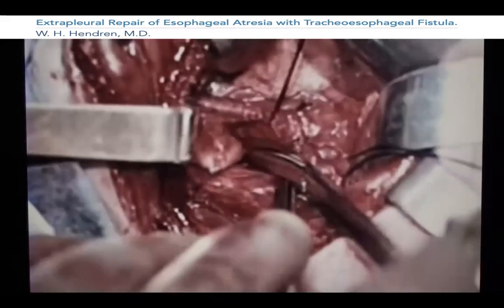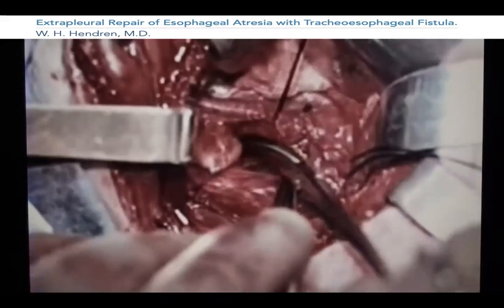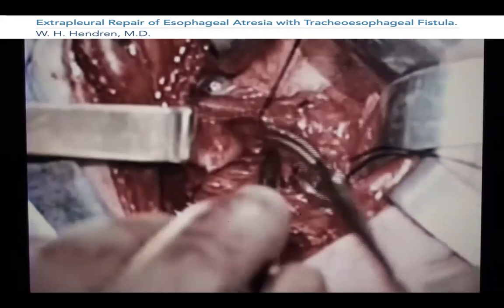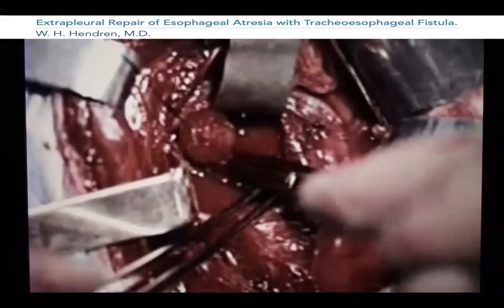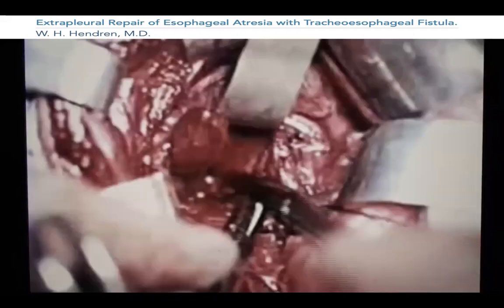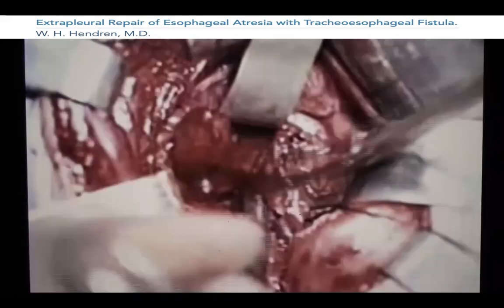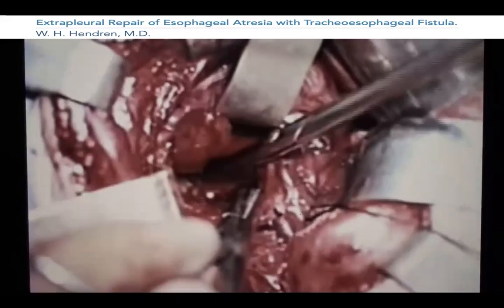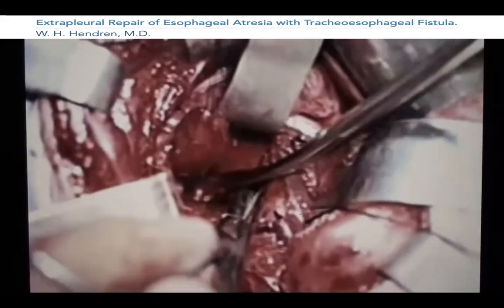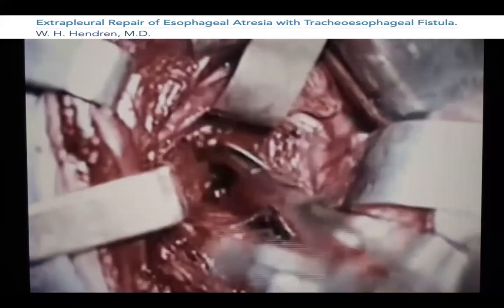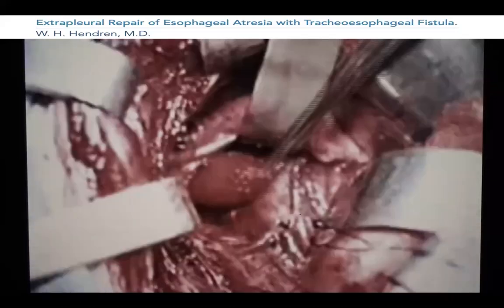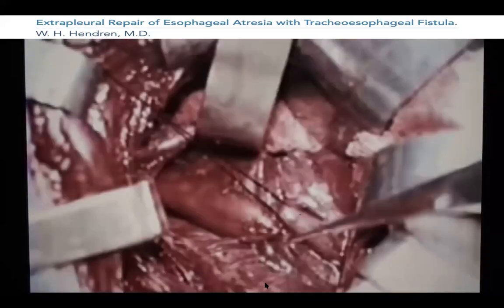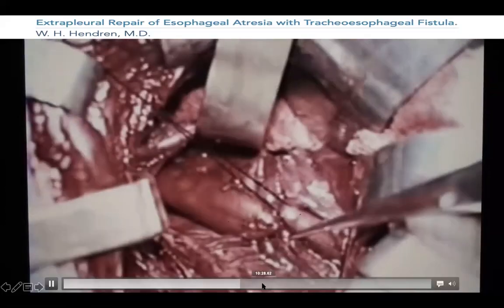The upper pouch can be mobilized far up into the neck without loss of blood supply. The thin-walled lower pouch, however, has a very tenuous blood supply, and we try to avoid mobilizing it any more than absolutely necessary. Here, gentle traction shows that the two ends will meet without tension.